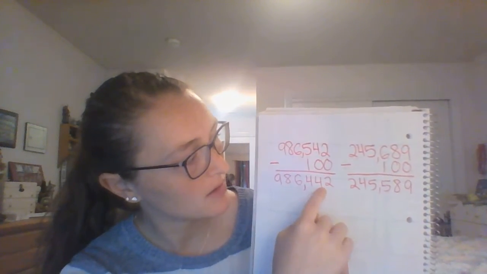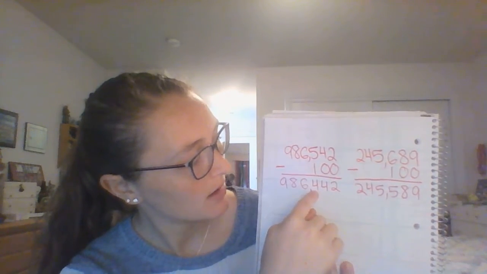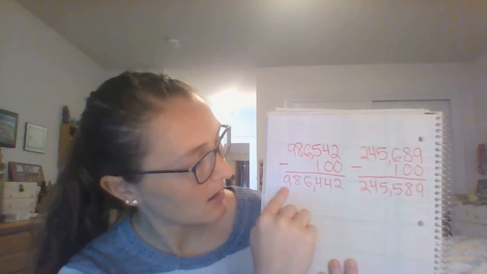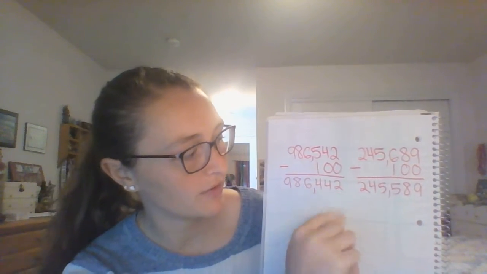2 minus 0 is 2, 4 minus 0 is 4, 5 minus 1 is 4. Bring down the rest, and our answer is 986,442. I'm going to box my answers so it stands out and I know that that was the answer to the question that we were asked.